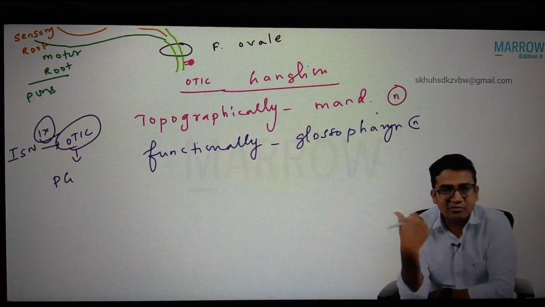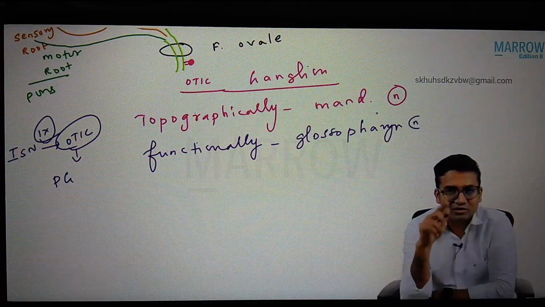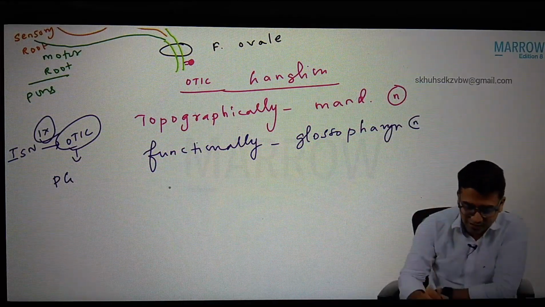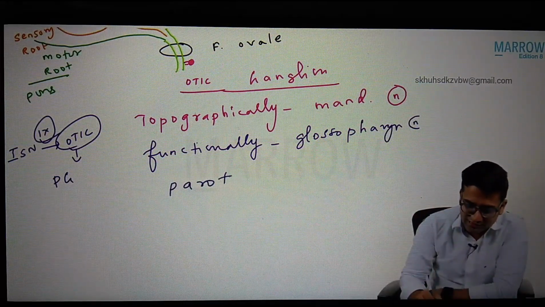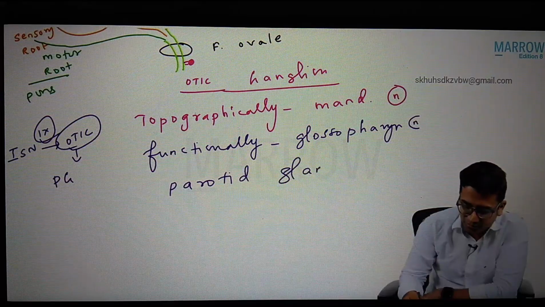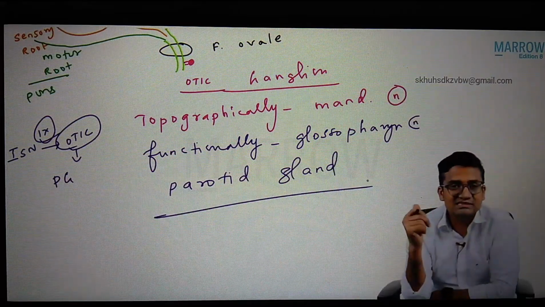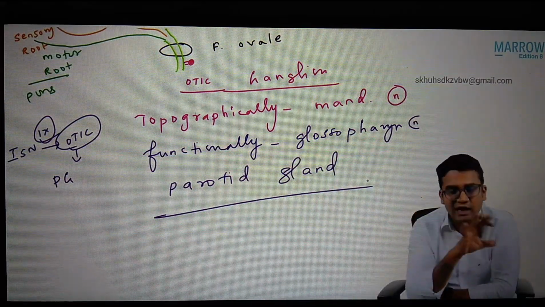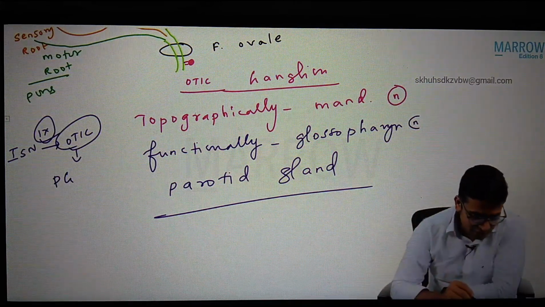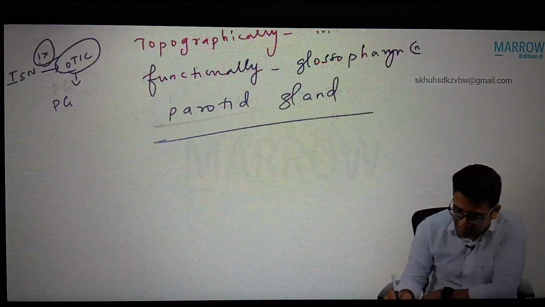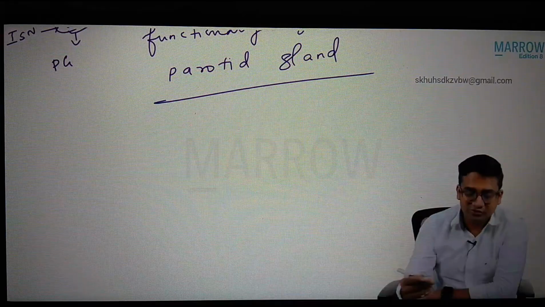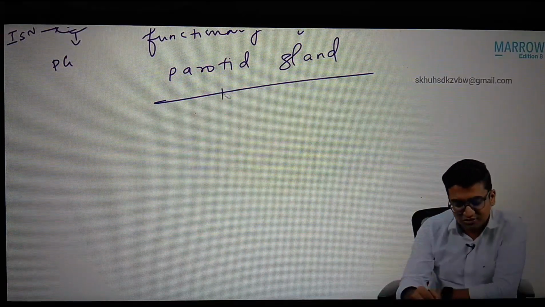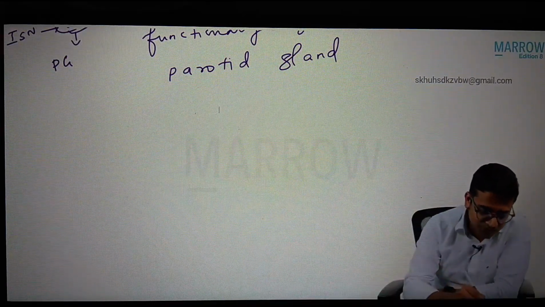Now, what are the glands supplied by the otic ganglion? Otic ganglion supplies only one gland, the parotid gland. And we're going to trace the pathway. Now, before that, we're going to write the relations of otic ganglion. In the 2015 AIIMS exam, we got this question, a very old question, but still it is worth noting.